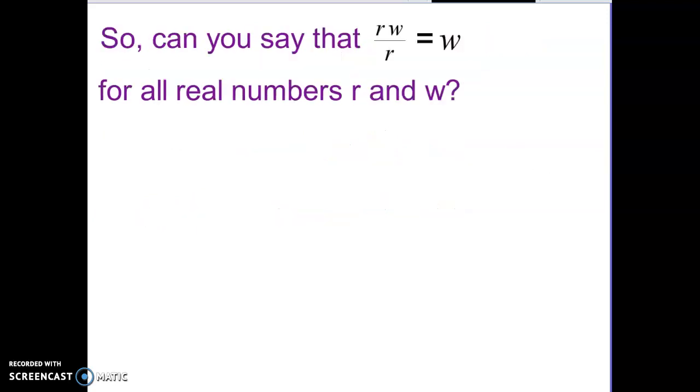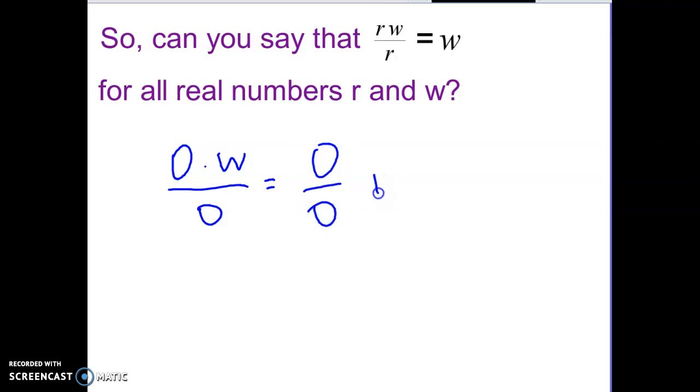All right, let's try this one. So based on that, can we say that R times W divided by R equals W for all real numbers R and W? Well, in this case, my R's would cancel, right? So does it make sense then that I can make that statement, that I can say it would equal W for all numbers? Not quite, because if R equals 0, 0 times W divided by 0, well, 0 times W is 0, and 0 divided by 0, that's that indeterminate that I mentioned before. So I cannot divide by 0.